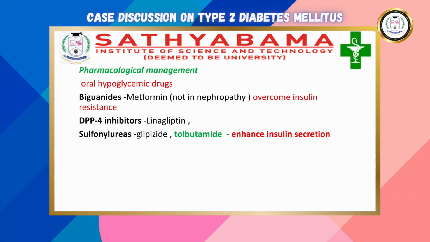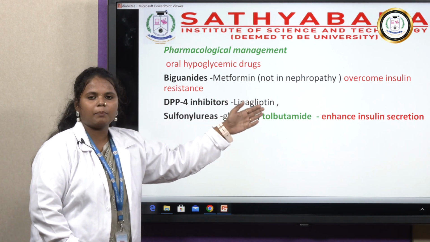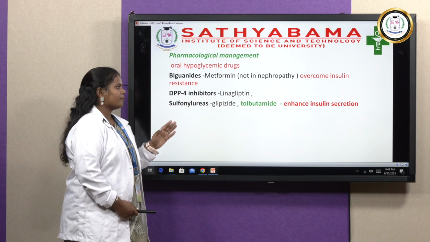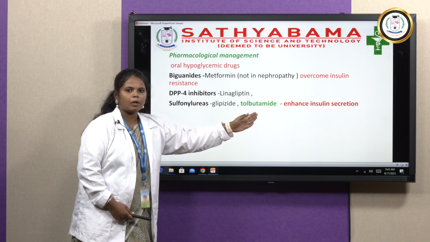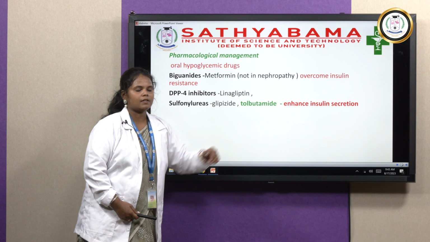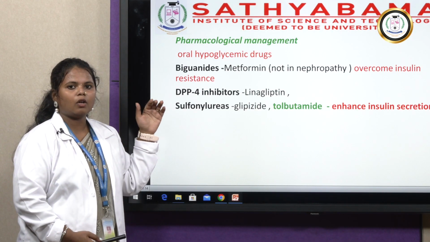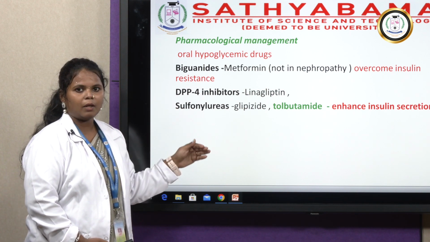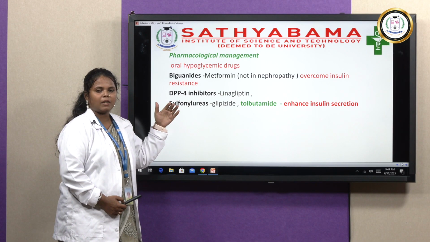Why is it given? To overcome the insulin resistance. And coming to the DPP4 inhibitors, drugs like linagliptin and vildagliptin can be given. Here the patient was given linagliptin. And coming to the sulfonylureas, the patient was given glipizide and tolbutamide in order to enhance insulin secretion. So here we can come to know what kind of disease this patient has, how to diagnose and how to prevent it, and the other pharmacological and non-pharmacological management discussed here.